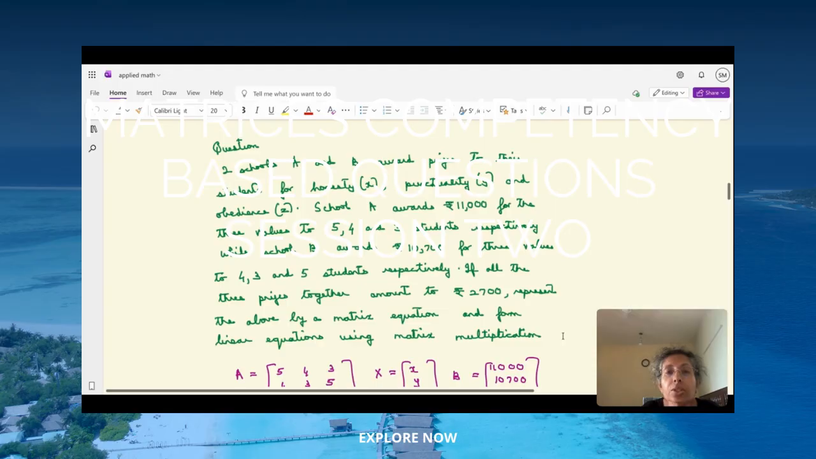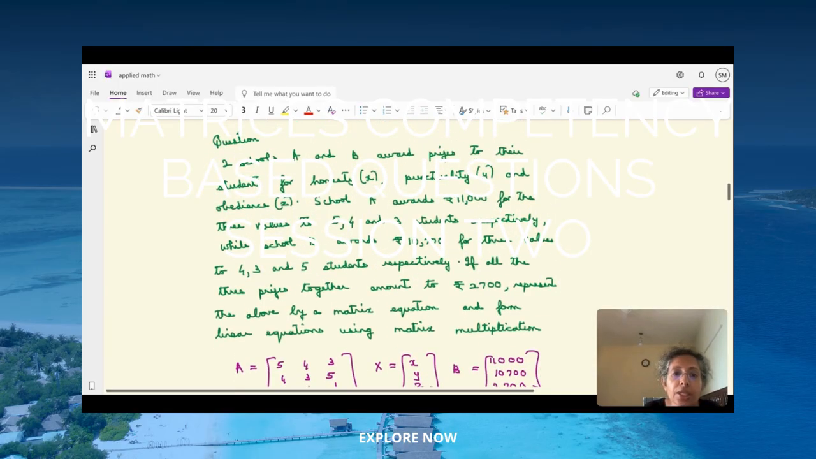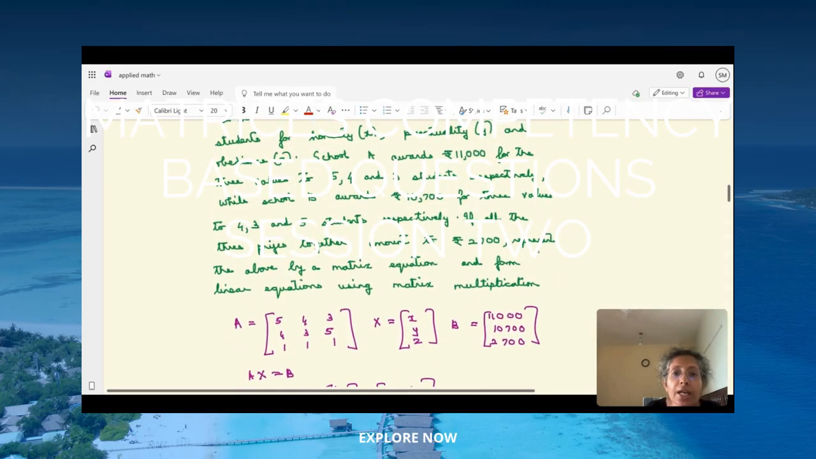So we write A as the number of students in the schools: school A is 5, 4, 3 and school B is 4, 3, 5, and all the 3 prizes together amount to 2,700. So I write 1, 1, 1 as the third row. So basically the first column is X, second column is Y and third column stands for Z. And then you have capital X, which is a column matrix X, Y, Z.